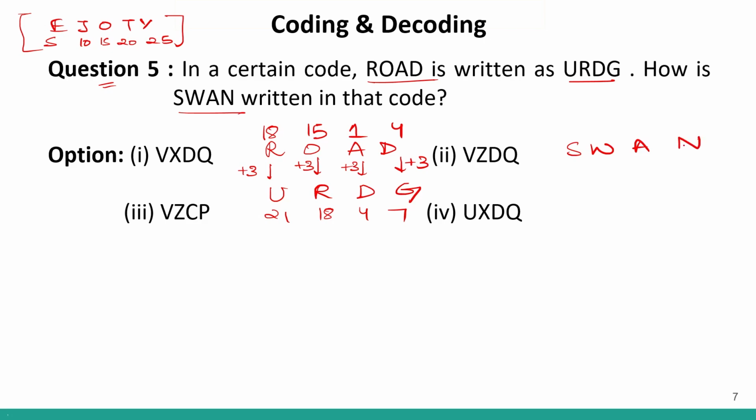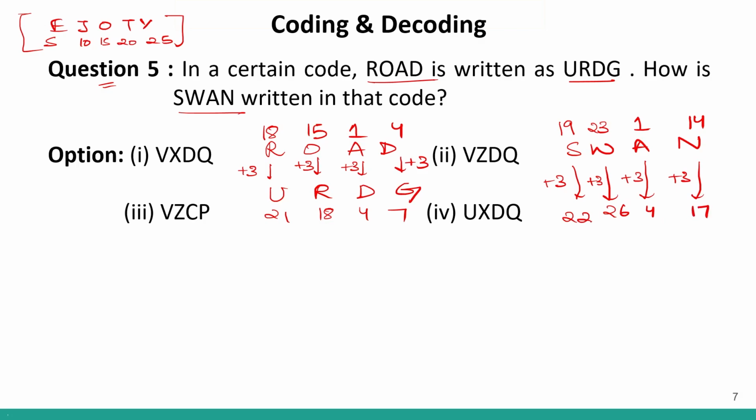So now we will do the same thing for swan. If I put forward ranks, S will be 19, W will be 23. Correct? A is 1 and N is 14. So now if I move 3 positions forward, I will get 22. Over here, I will get 26. If I add 3 over here, I will get 4. And if I add 3 over here, I will get 17.